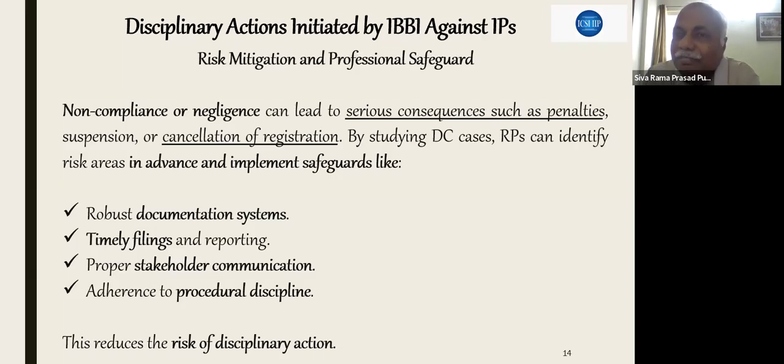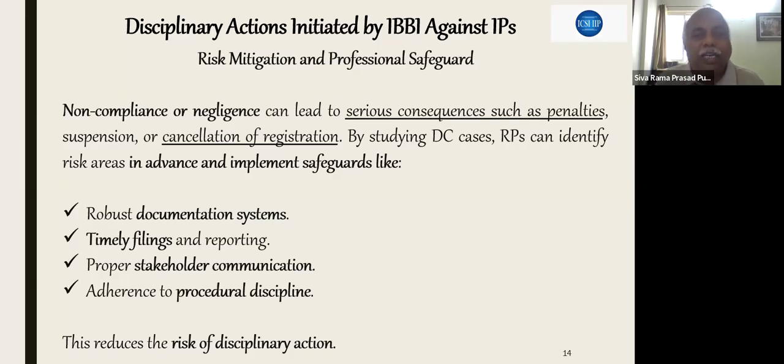By studying the DC cases, RP can identify the risk in advance and implement the safeguards. Sir, if there is a staff shortage, whatever the timeline schedule is given, that is the upper limit. It doesn't mean you have to complete on that particular day only. Once one activity is done, go for the next activity. Go for the next activity. Some people, on account of remuneration and all these things, think why should I complete within 6 months? The mindsets are like that. In the meantime, some errors are happening. Complete this one, throw it out and take the next one.